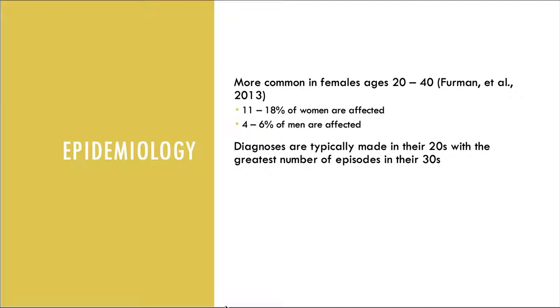But something to note would be that diagnosis of vestibular migraine is typically made in the early 20s, with the greatest number of episodes of vestibular migraine in their 30s. Meaning they tend to be diagnosed in the 20s, but their symptoms are the most severe or the most recurrent when they are in their 30s.